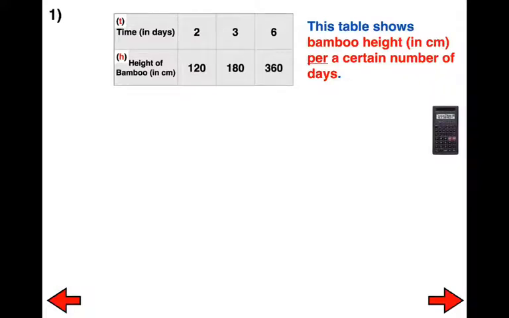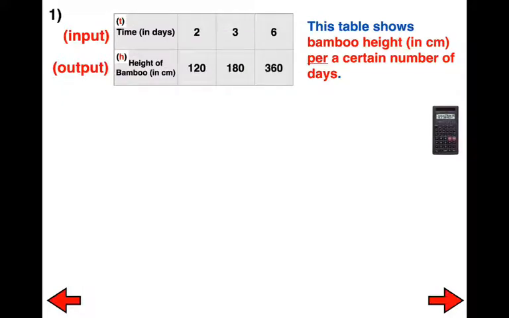So let's take a look at number 1, and this is another calculator day, as you can see the picture of the calculator on the right-hand side of the screen there. So this table shows bamboo height per a certain number of days. That part in red there is extremely important because that means that the input is the time in days, and the output is the height of bamboo in centimeters.